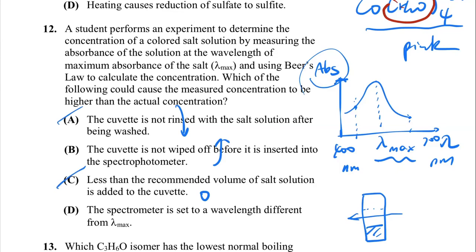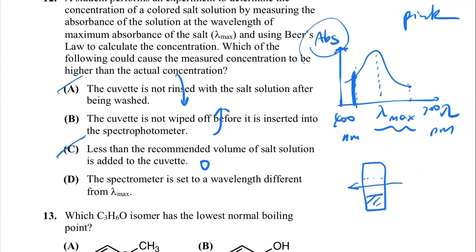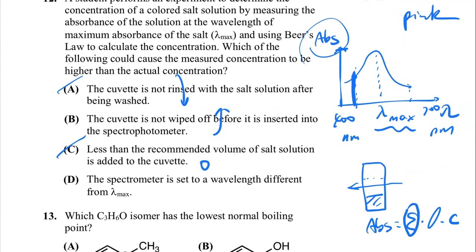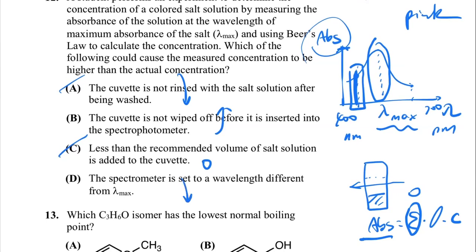For D, the spectrometer is set to a wavelength different from lambda max. That means if we choose this wavelength, and then you still use the same calibration curve. In Beer's law, absorbance equals epsilon, a constant, times light path times the molarity. This epsilon will be larger at the lambda max and smaller for a different wavelength. So you get a smaller absorbance, but you still use the larger version of the constant. Obviously, you get a smaller molarity, right? Does this make sense to you?